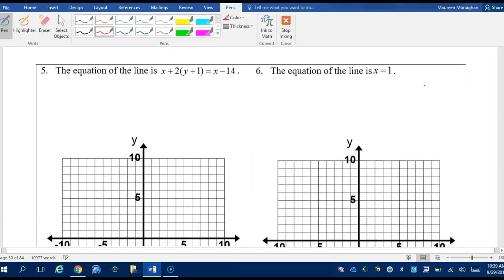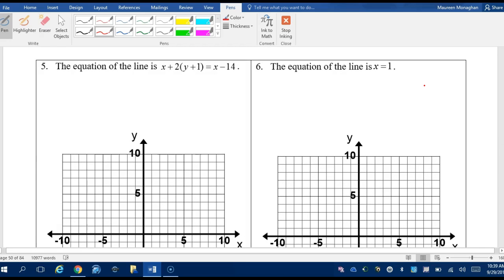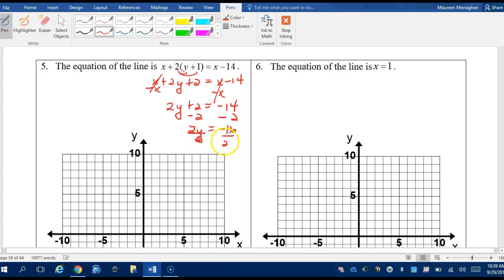Okay? The equation is x plus 2y, etc. Alright, let's distribute first. So I'm going to get x plus 2y plus 2 equals x minus 14. And let's subtract x from both sides. Gone and gone. So I have no more x's. Okay. My brain is kind of thinking, what does that mean again? Well, let's figure this out. Let's get our y first. Okay, it looks like y equals negative 8. Okay, y is negative 8.